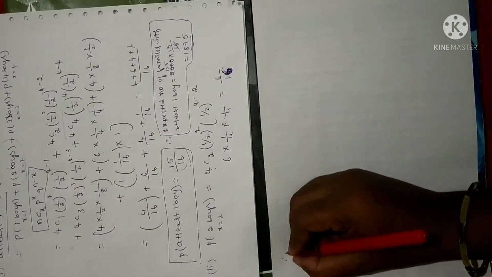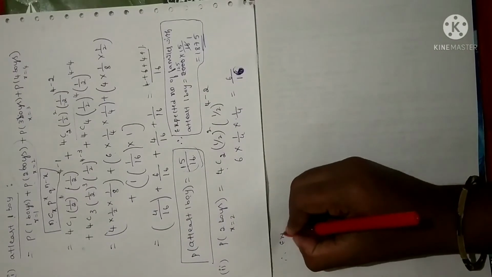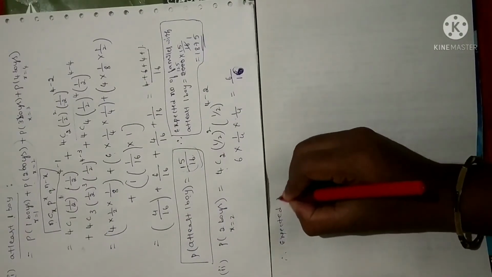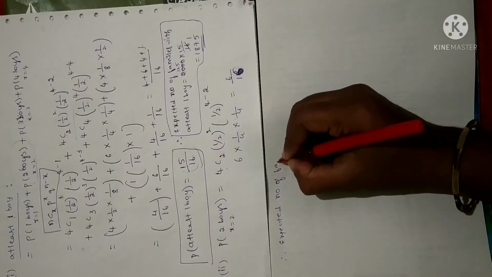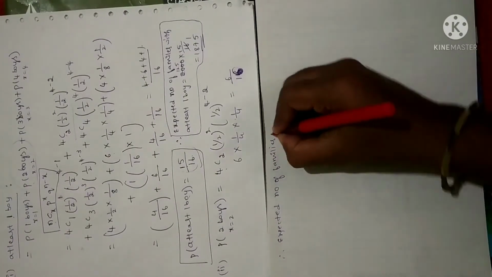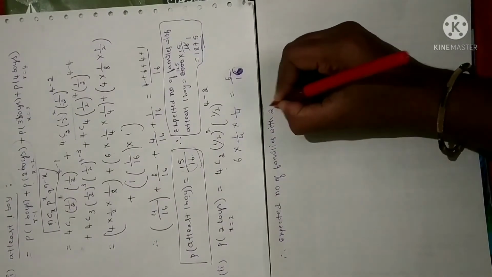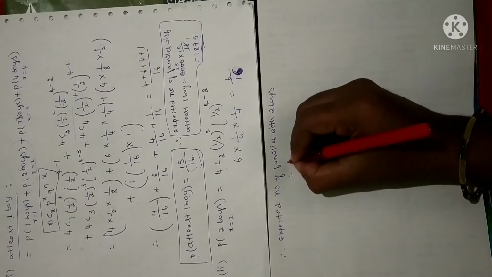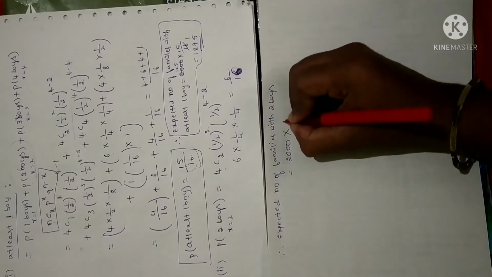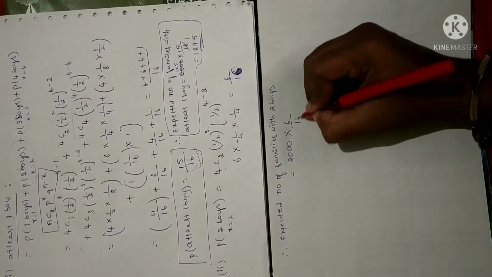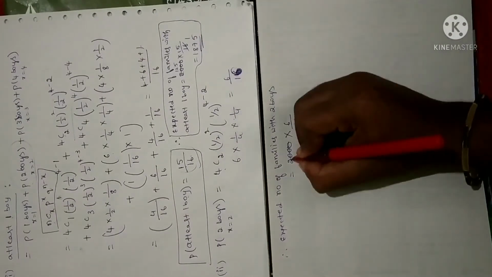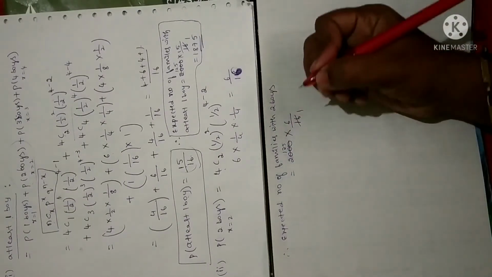I'll just write here. Therefore, expected number of families with 2 boys will be equal to, you have to multiply 2000 with the obtained probability. It is 6 by 16. Clear? 16 ones are 16, 125.